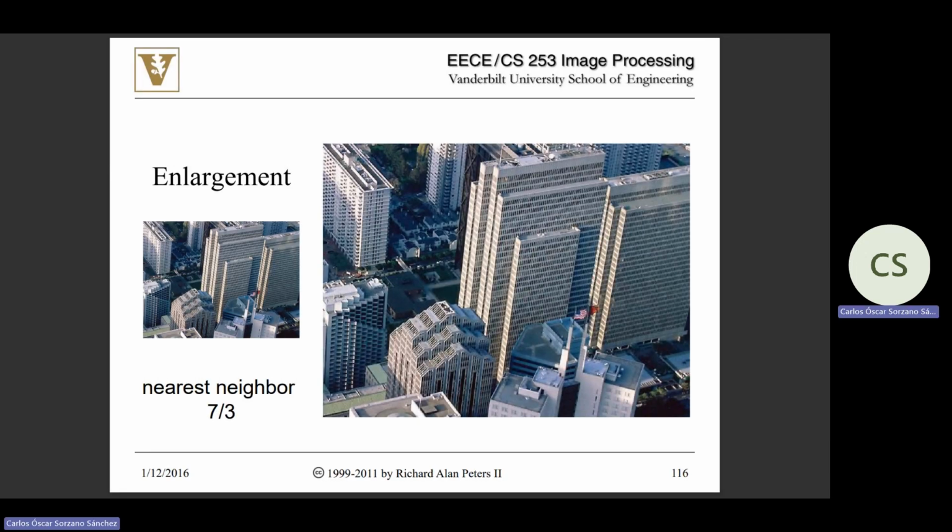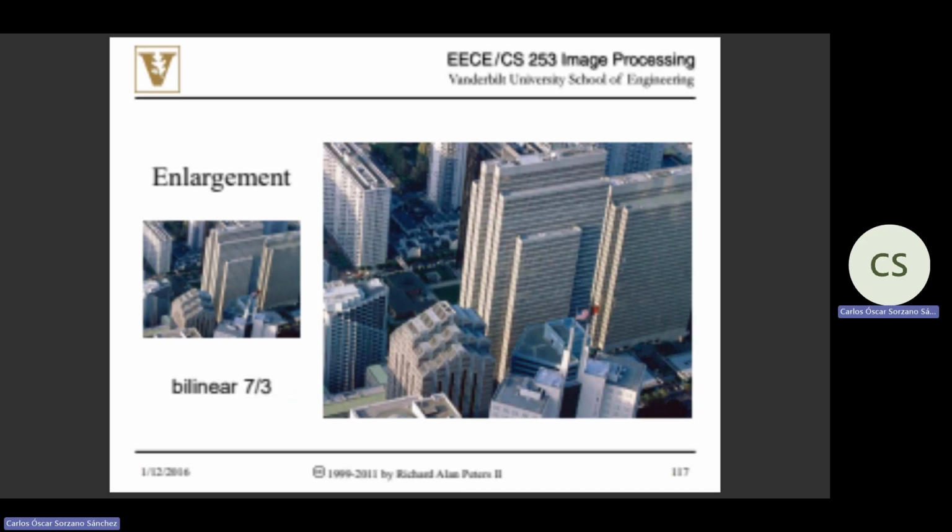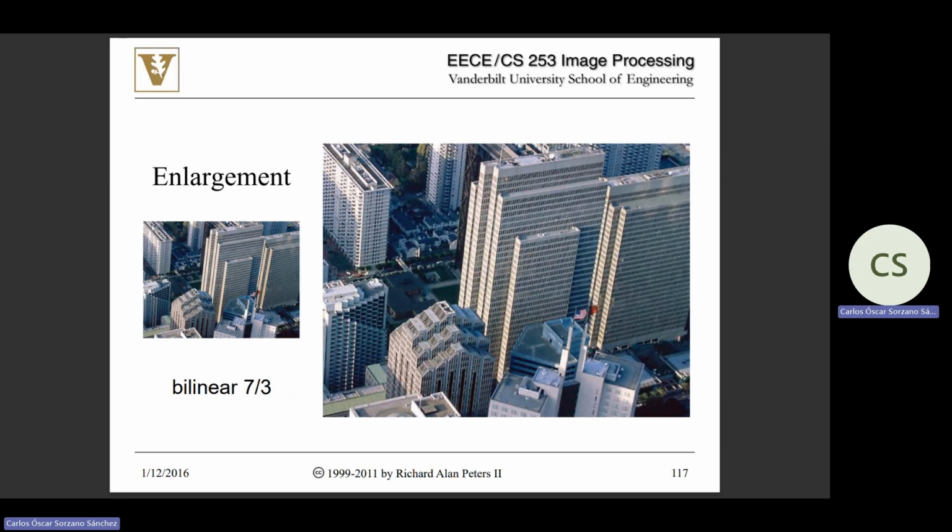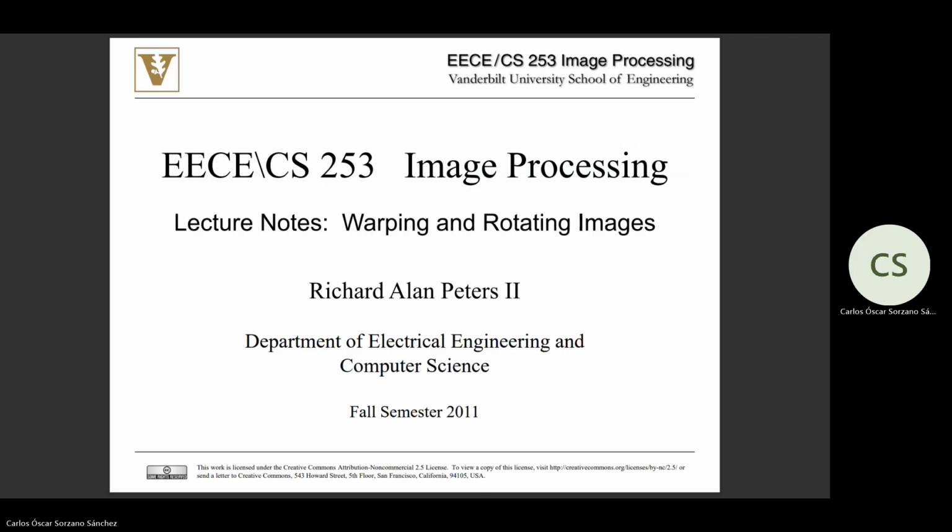And this is in the opposite direction. So now you are enlarging, and again the quality here. Now you don't have aliasing because when you are going up, you cannot have aliasing. But the quality of bilinear is better than the quality of the nearest neighbor, and the quality of bicubic is even better. And that's it.